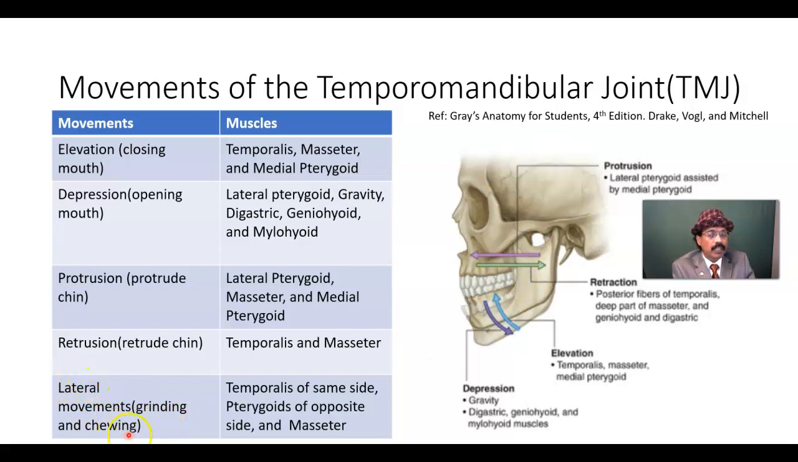Lateral movement, grinding and chewing: temporalis of the same side, pterygoids of the opposite side, and the masseter. So these are the movements of the temporomandibular joint. We have elevation, depression, protrusion, retrusion. We have side-to-side movement. We have grinding and chewing movement.